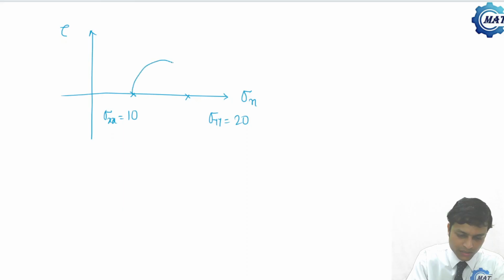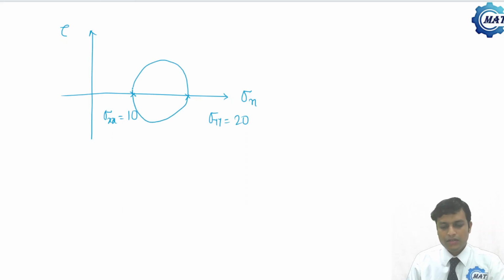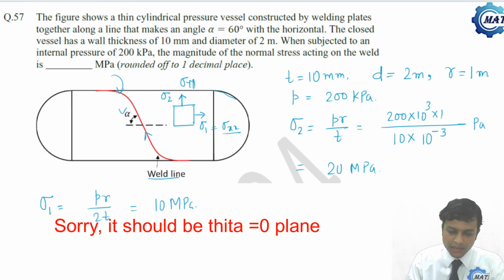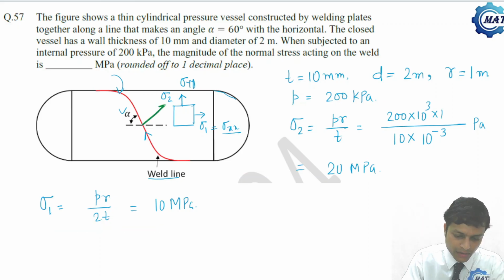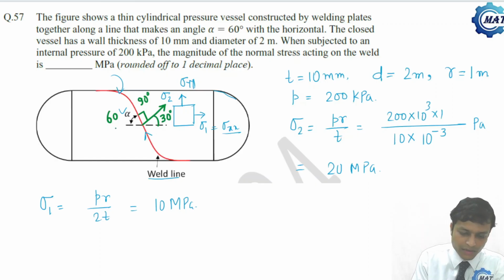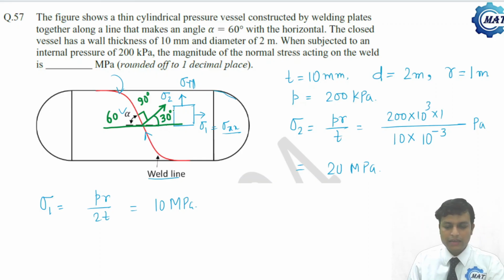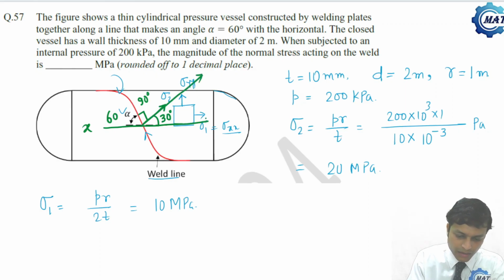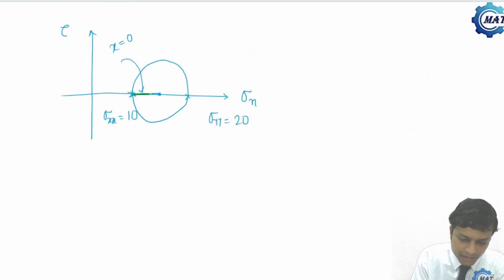Now what should be the Mohr circle? No shear stress, so this should be the circle, and this is the x equal to 0 plane. Now what has been asked is, what is the normal stress along the weld line? If I draw a normal to the weld line, this is 60, then this is 90, so this angle will be 30 degrees. That is, the normal to the weld line makes an angle of 30 degrees to the x direction, in the counterclockwise direction.